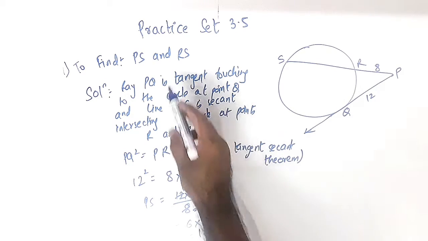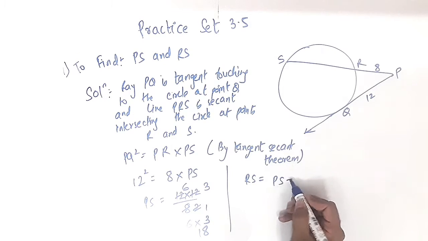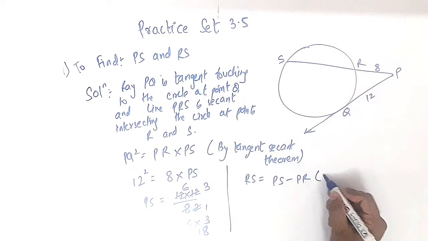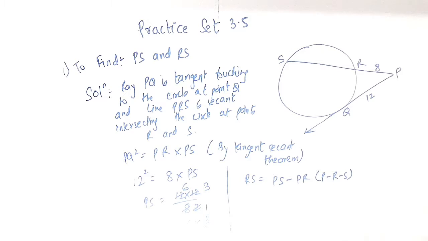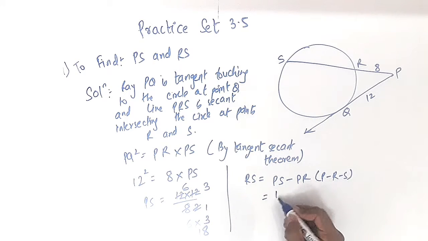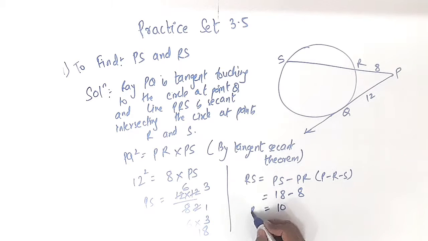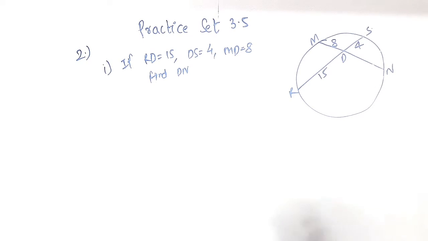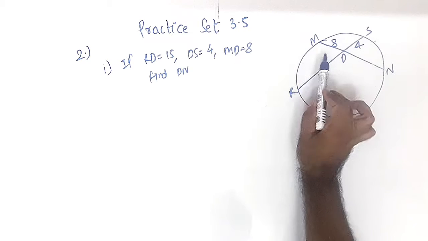So we can find now RS. RS is equal to PS minus PR. What is the reason? P, R, S, they all three are collinear. So it is 18 minus PR, which is 8. So RS will be 10.